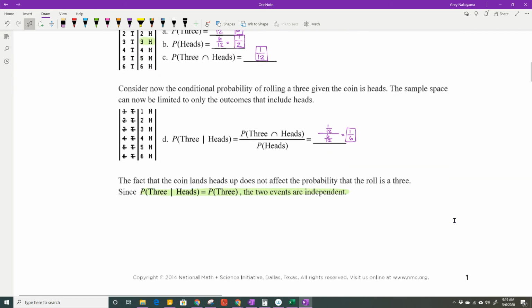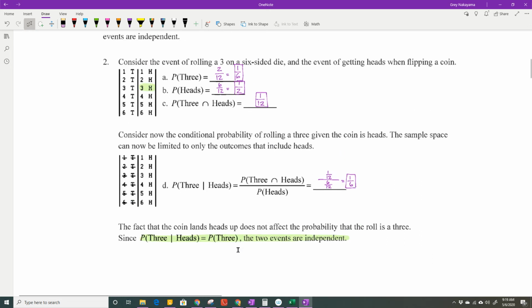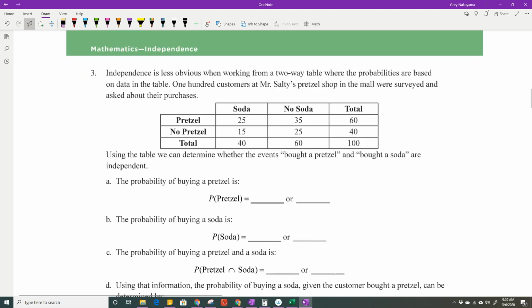So more importantly, the fact that the coin lands heads up does not affect the probability that the roll is a 3. Mathematically speaking, what's the probability of 3 given heads? You can see that that is 1/6, and the probability of a 3 is also 1/6. So we say the two events are independent, because it doesn't matter. They're the same. So this little part on that question doesn't have any bearing on our problem. One more short problem, and then we're done.